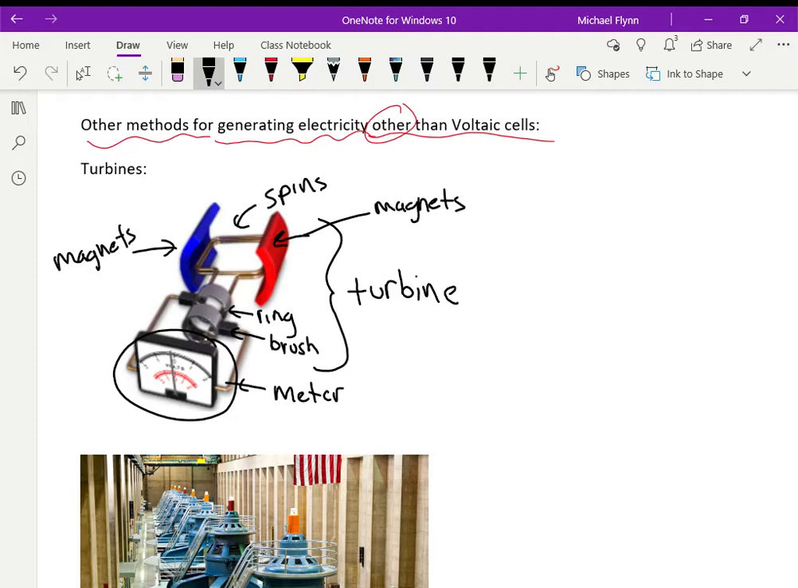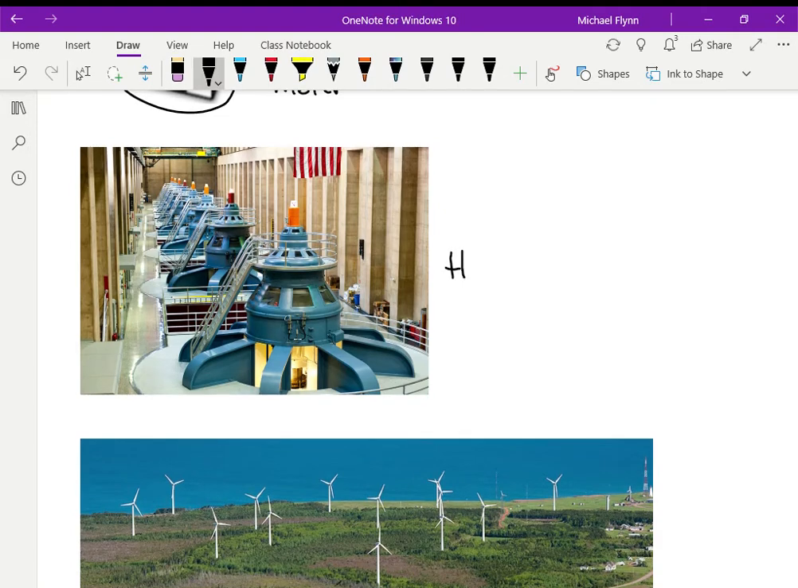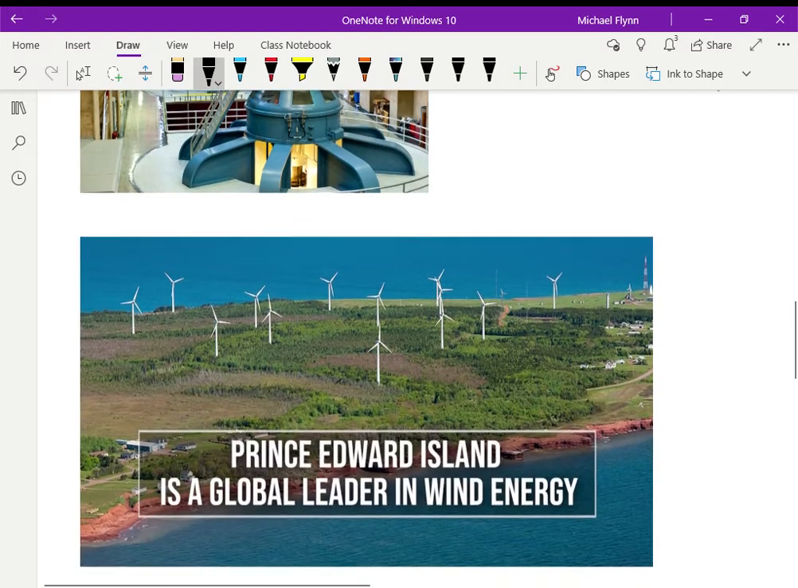And this is a basic design, the first diagram. Now here is a hydro generating station. So this is where you use water to make the turbine spin. You need some way of forcing them to spin. If you can force them to spin, they produce electricity, okay? So you can use water to do that. You can use wind to do that.